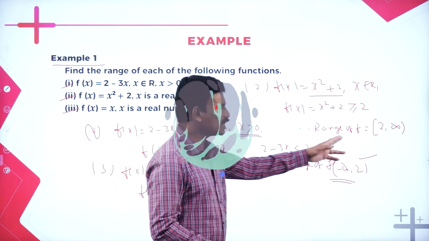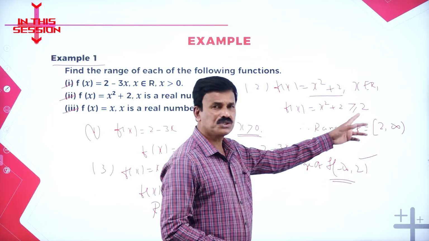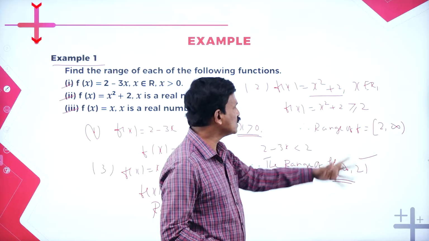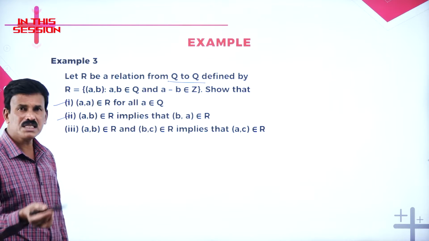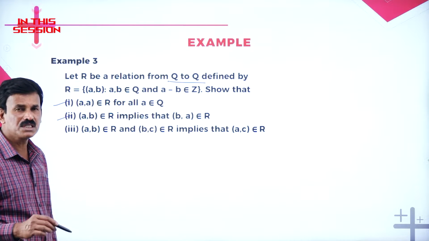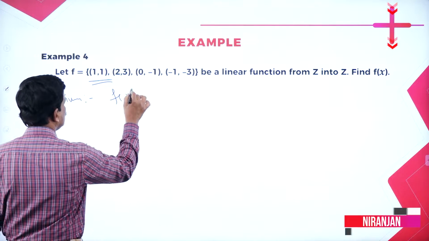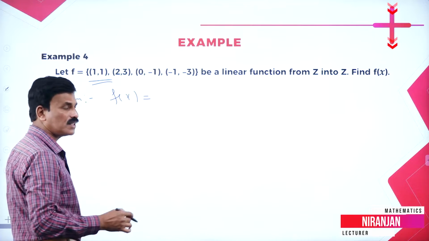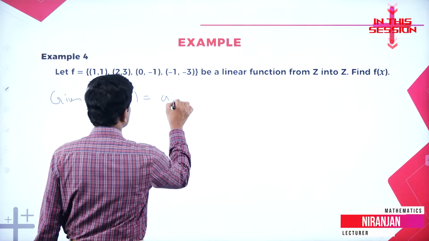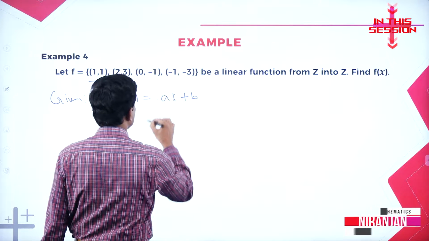All the values which are greater than or equal to 2 is nothing but 2, 3, 4, etc. up to infinity. A comma B belongs to R implies B comma A also belongs to R means reflexive, then it is symmetric relation. This is a linear function. Linear function is nothing but a function of the form f of x is equal to ax plus b is called a linear function.